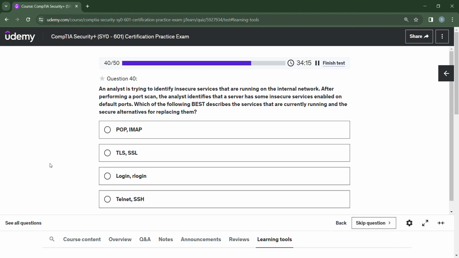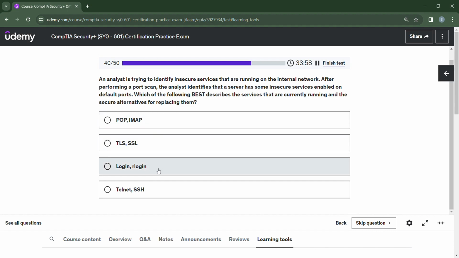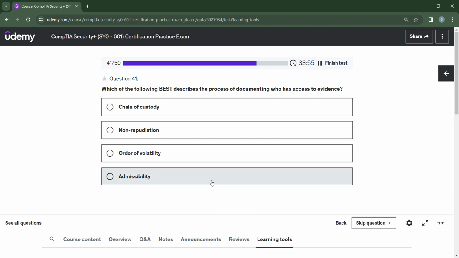An analyst is trying to identify insecure services that are running on the internal network. After performing a port scan, the analyst identifies a server has some insecure services enabled on default ports. Which of the following best describes the services that are currently running and the secure alternatives? So it should be Telnet and SSH. Which of the following best describes the process of documenting who has access to evidence? Chain of custody.